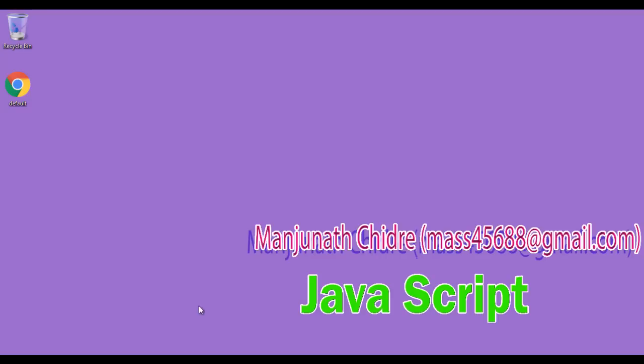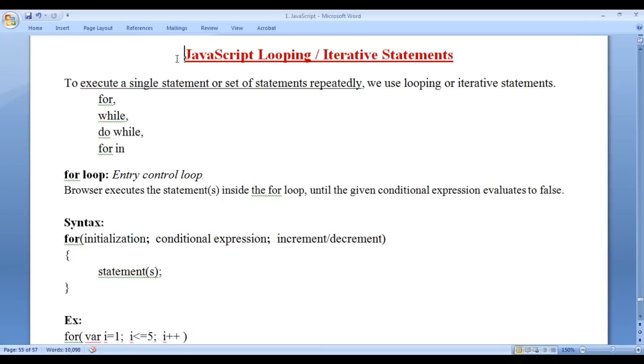In the previous video tutorial, we started discussing JavaScript looping or iterative statements. We understood that to execute a single statement or set of statements repeatedly, we use looping or iterative statements. For loop, while loop, do while loop and for in loop are considered as JavaScript looping or iterative statements. In this video tutorial, I would like to discuss for loop.